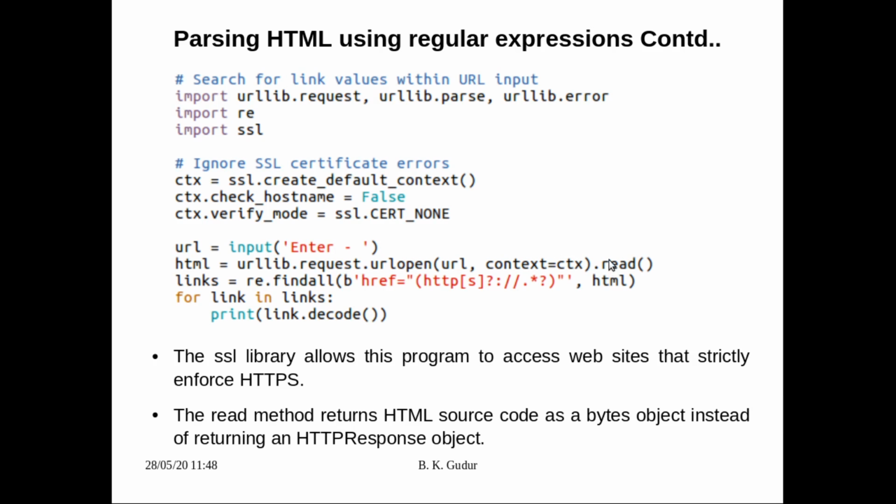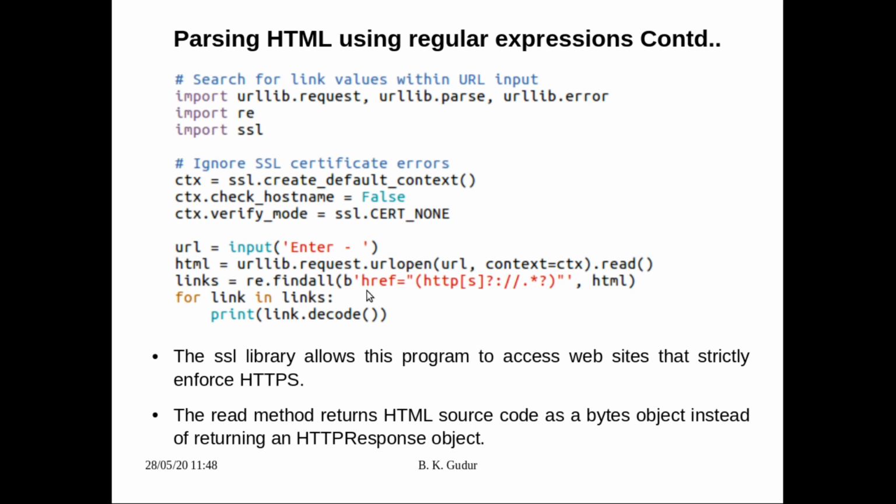Dot read means we are going to open this URL and read the data, stored in this particular variable. The name of the variable I have taken here is html. Later from this we should extract the links. Here we are using re.findall on this variable called html. We look for a href, meaning links which look like href equals http or https, then colon, then double slash, then one or more characters.